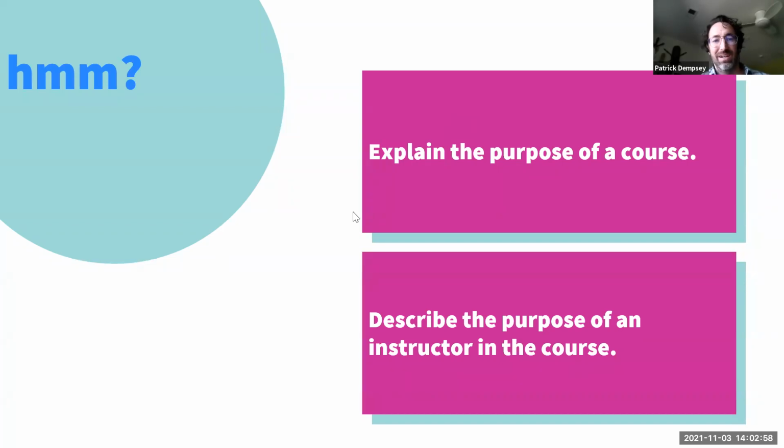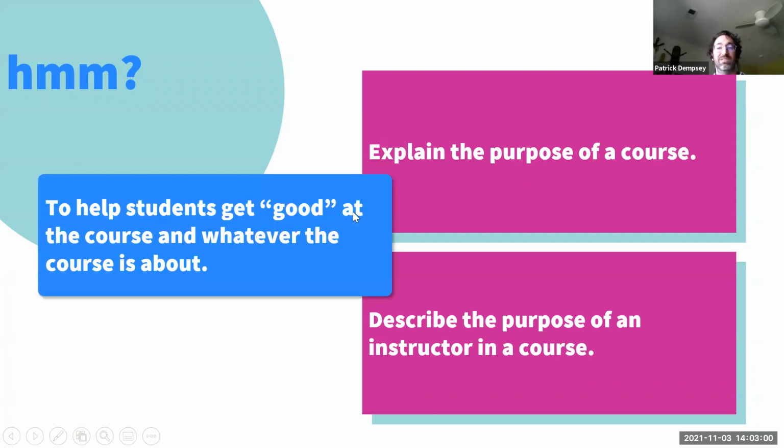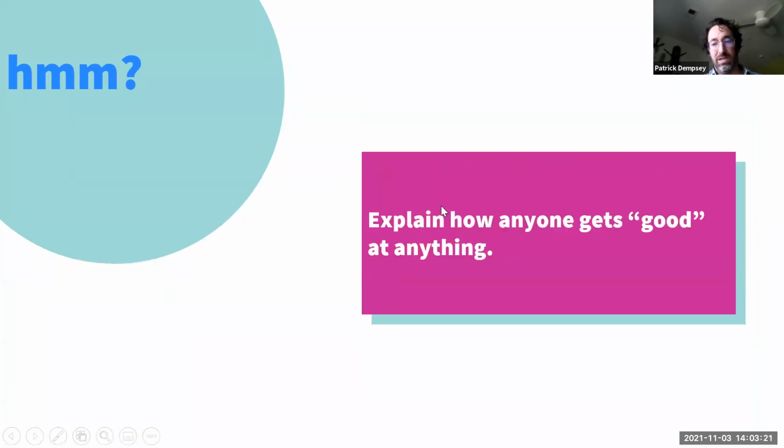So I want to commend something similar to that. Really, the purpose is to help students get good at the course, which we often don't think about. Our course is something that students actually have to navigate and be experts at. And then, of course, help them get good at whatever the course is about. And I think most of us said that, to learn the concepts so that they're proficient in what we're teaching them. So here's a question.